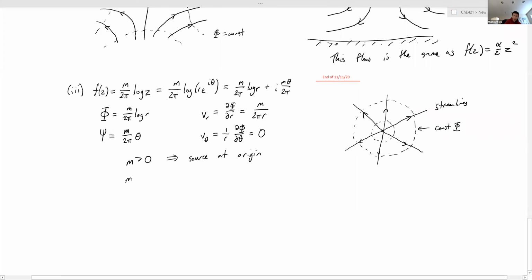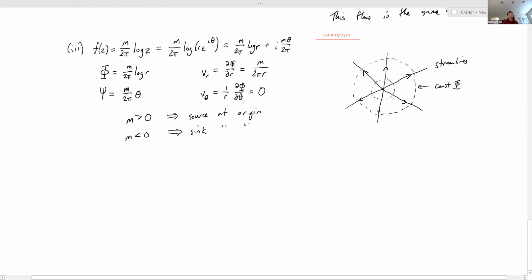Okay, and if m is less than 0, then that means we have a sink again at the origin. Okay. You could also calculate the speed of this fluid, or basically just what is the magnitude of the velocity. The derivative of f, well, you can take the derivative of a log. That's pretty simple, right? That's m over 2 pi z, right?